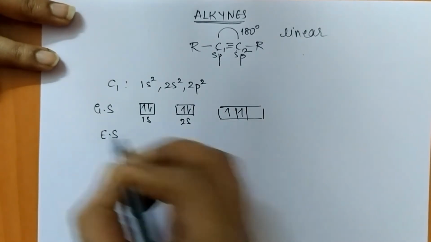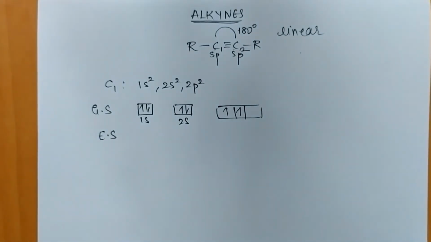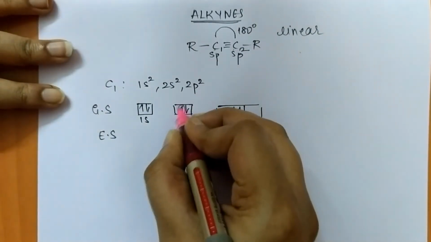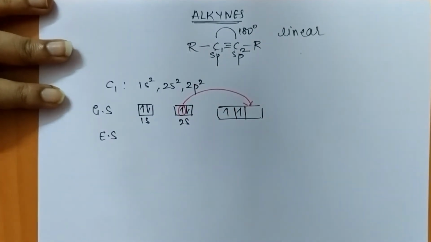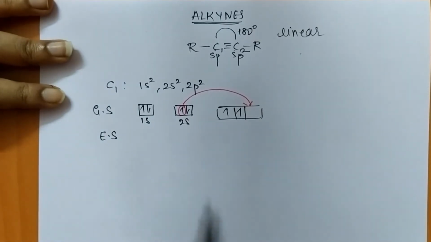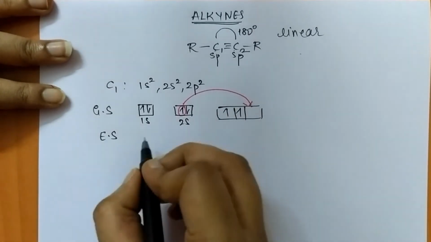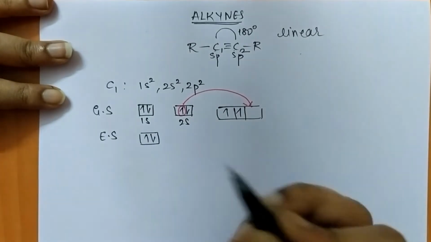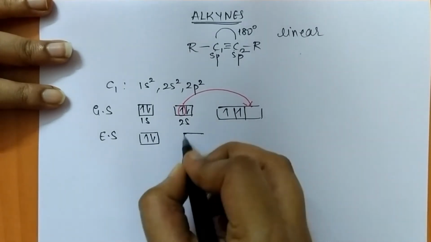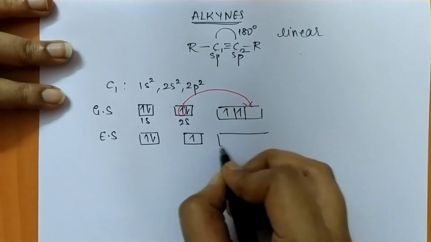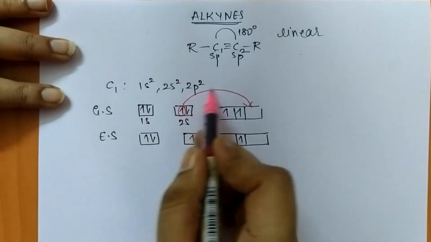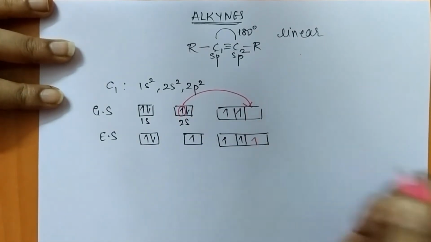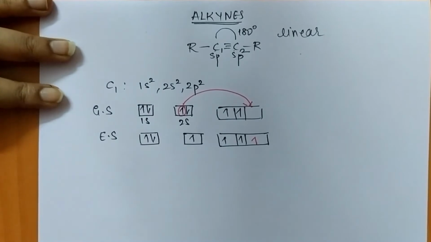Now in the excited state, what is exactly going to happen is that this electron from the 2s orbital is going to get excited, and therefore it is going to get transferred here, and the electronic configuration is going to be written as follows. Since this particular electron has got excited and reached here, we are going to get one more electron in the 2p orbital. This is the excited state.